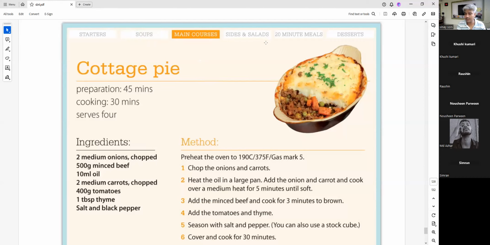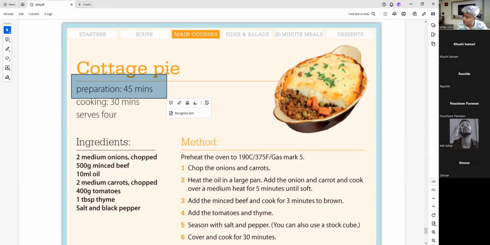Sides and salads, some other dishes. Sides and salads. Okay, 20-minute meals and desserts. Okay. So this is a website page. This looks like a website page. And a cottage pie is a dish from main courses. Preparation, 45 minutes. The preparation takes 45 minutes. Preparation means when the stove is not on, you're doing other things. That's called preparation.